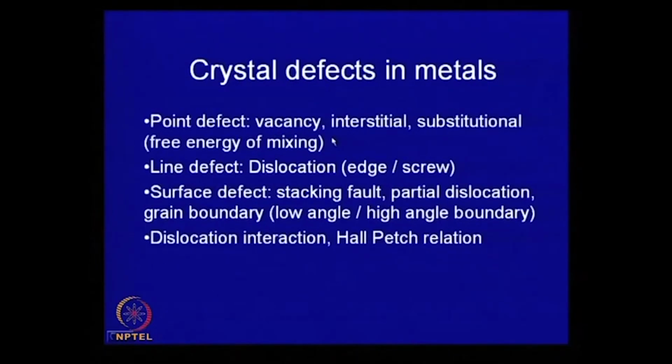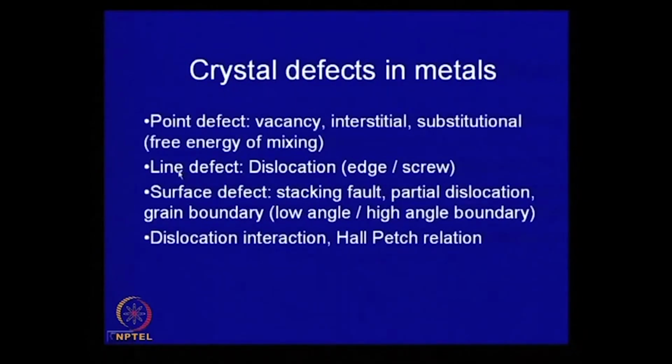If there are impurities in the crystal, where do these impurity atoms go? We talked about interstitial type of impurities, we talked about substitutional type of impurities, and we also derived an expression for free energy of mixing of these point defects. And we find that this defect concentration, particularly the vacancy, is a strong function of temperature. At higher temperature you have more vacancies.